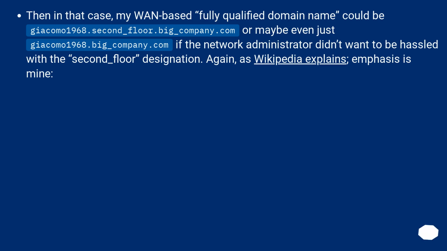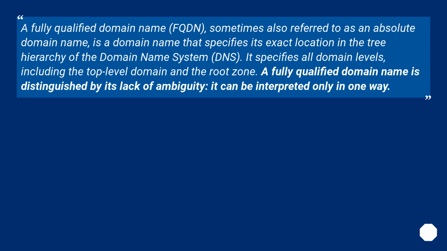Again, as Wikipedia explains, emphasis is mine: A fully qualified domain name, FQDN, sometimes also referred to as an absolute domain name, is a domain name that specifies its exact location in the tree hierarchy of the domain name system, DNS. It specifies all domain levels, including the top-level domain and the root zone. A fully qualified domain name is distinguished by its lack of ambiguity. It can be interpreted only in one way.